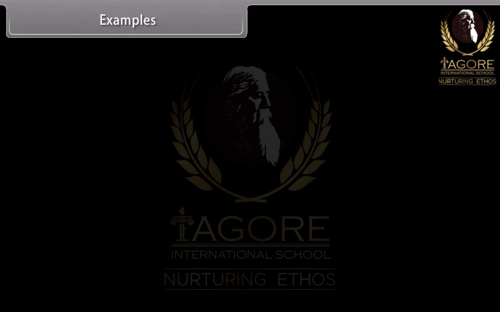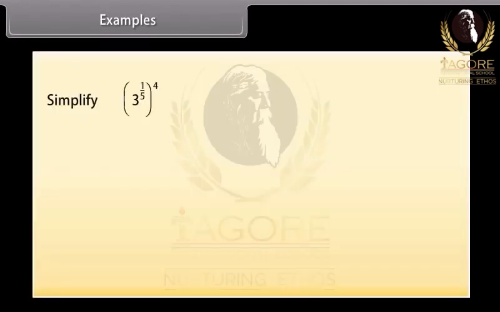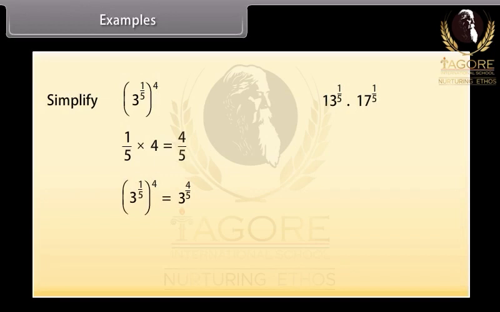Examples. Now let's solve some examples using these identities. Let's simplify the first one: 3 raised to the power 1 by 5 whole raised to the power 4. By multiplying 1 by 5 by 4, we get 4 by 5. So its answer is 3 raised to the power 4 by 5.